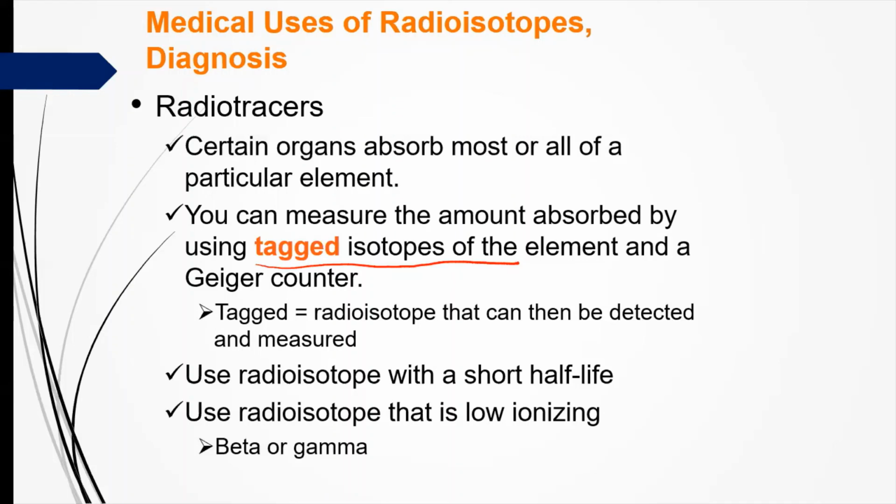And because certain organs absorb most or all of a particular element, we can track how these tagged isotopes are moving inside your body. We're trying to find something that's low ionizing, so you're reducing your amount of exposure, but it still has to be something we can detect and measure with a Geiger counter. And we want something with a short half-life so it doesn't stay inside your system for very long.